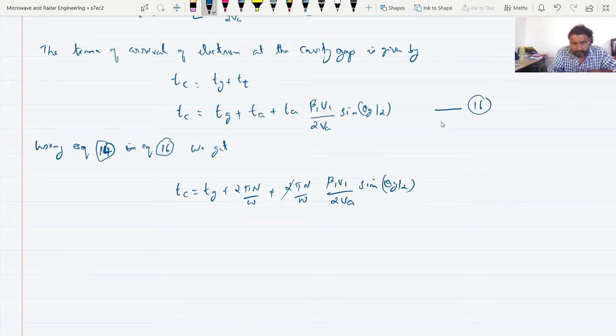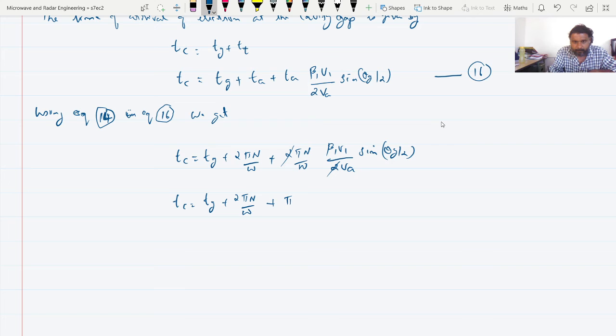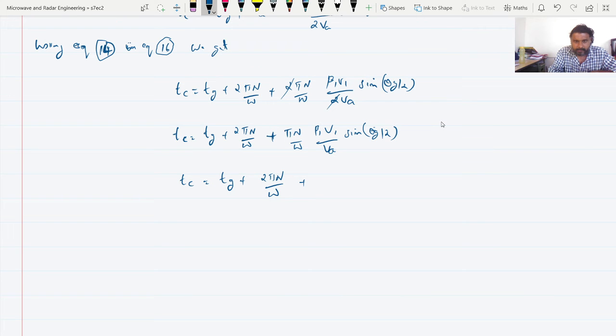So this 2 and this 2 get cancelled. So Tc is nothing but Tg plus 2 pi n by omega, plus pi n by omega, beta 1 V1 by Va, called as X, by omega, sin theta g by 2.